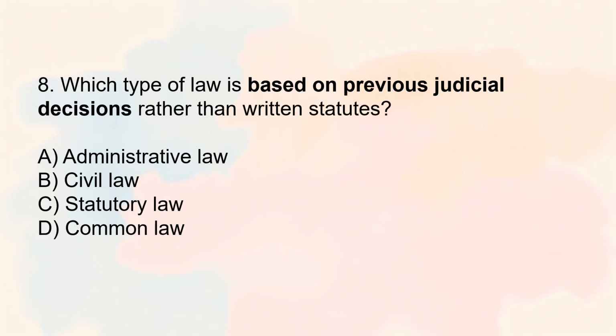Number 8. Which type of law is based on previous judicial decisions rather than written statutes? Letter A. Administrative law. Letter B. Civil law. Letter C. Statutory law. Or letter D. Common law.